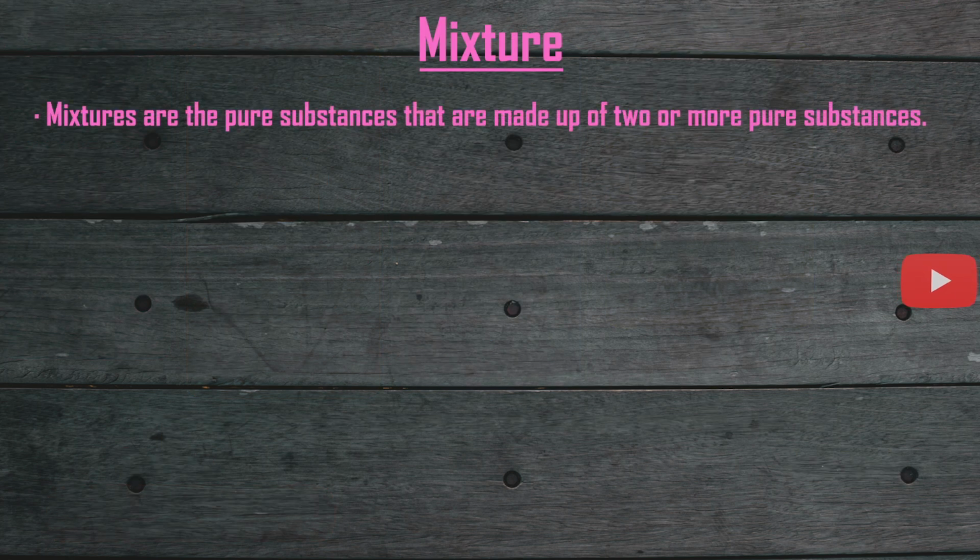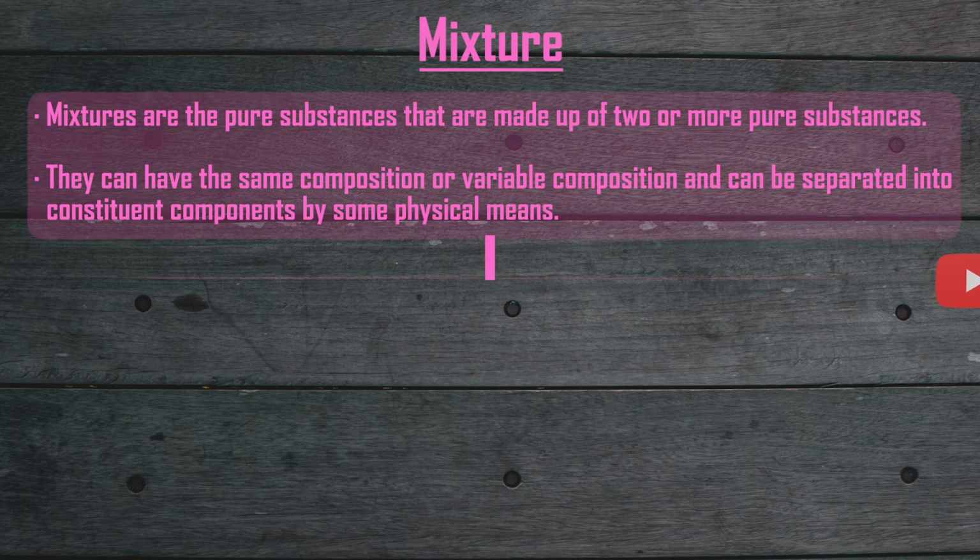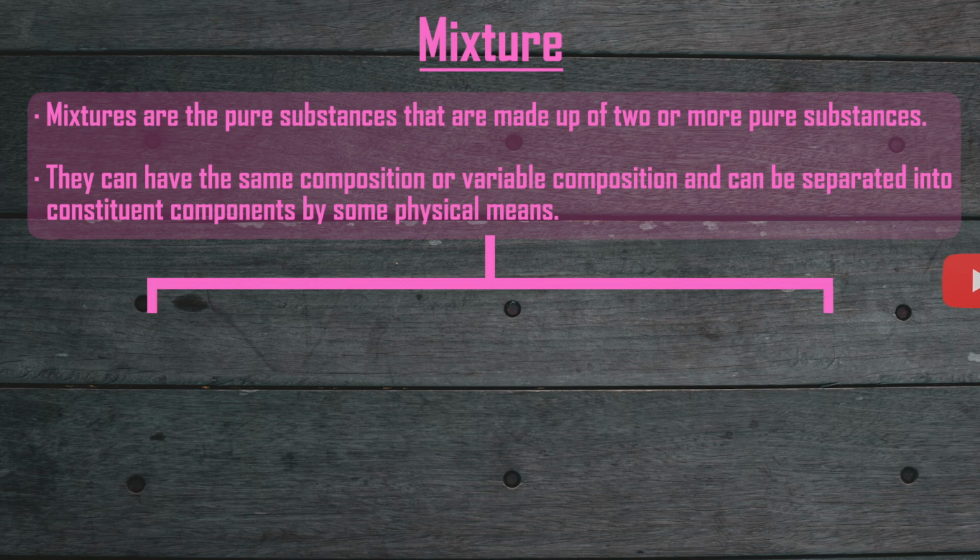Mixtures are made up of two or more pure substances. They can have the same composition or variable composition and can be separated into constituent components by some physical means. The mixture is further subdivided into two categories, which are homogeneous mixtures and heterogeneous mixtures.